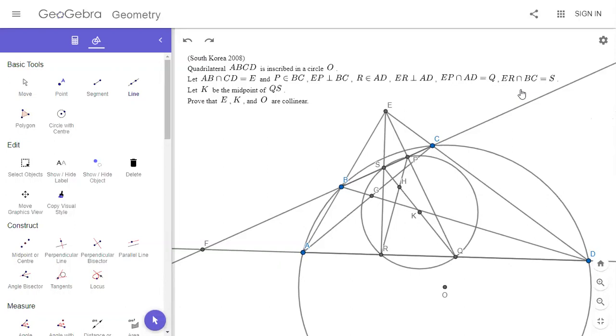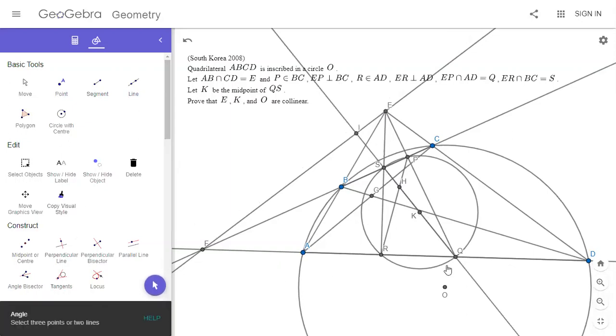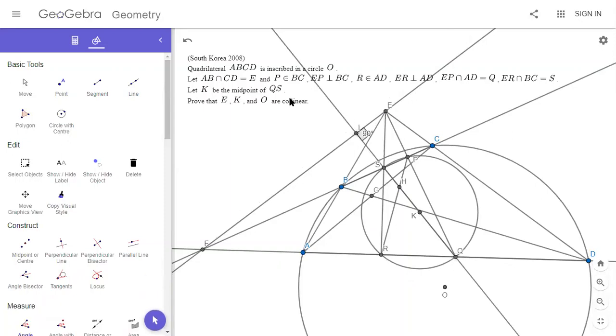Providing F, G, and H are collinear finishes the problem. Okay, so let's see. What was I thinking? So what do we know? I'm pretty sure KH is perpendicular to EF. Is that a right angle? I'm not so sure. I think it should be by Ricard's. Yeah, it is.